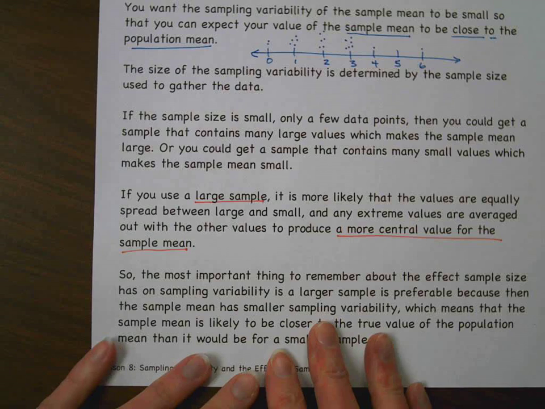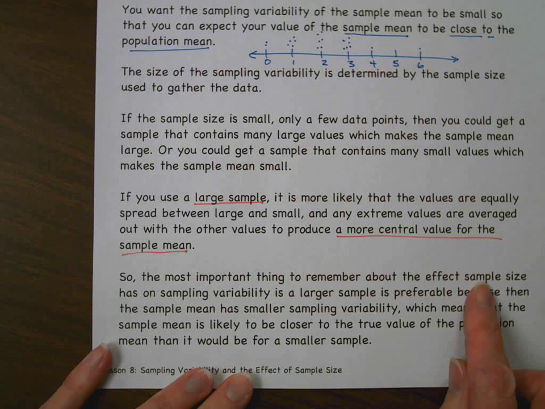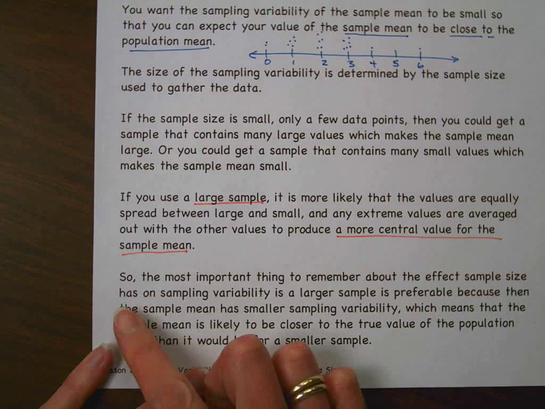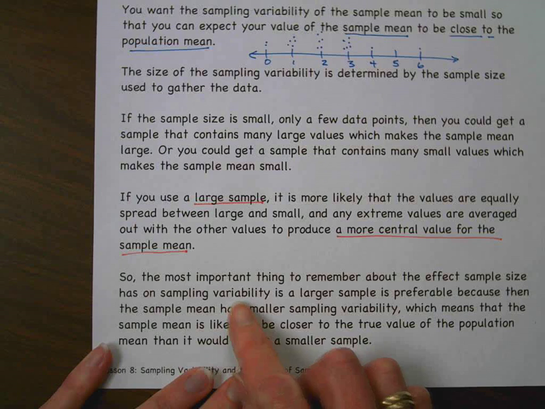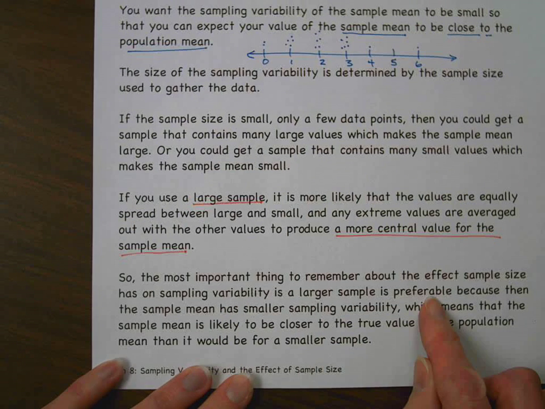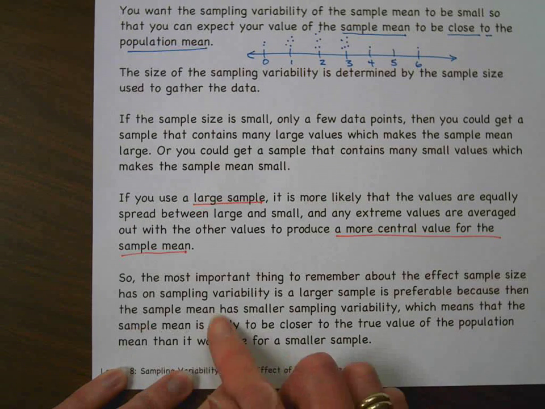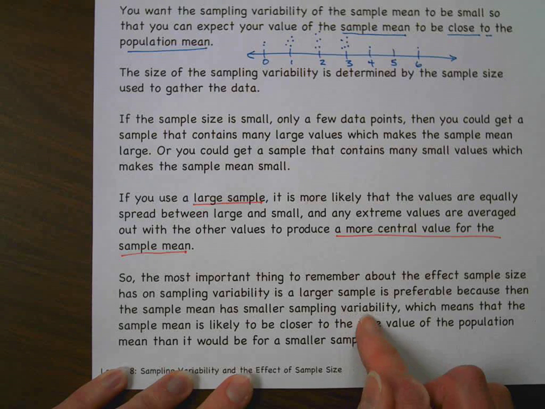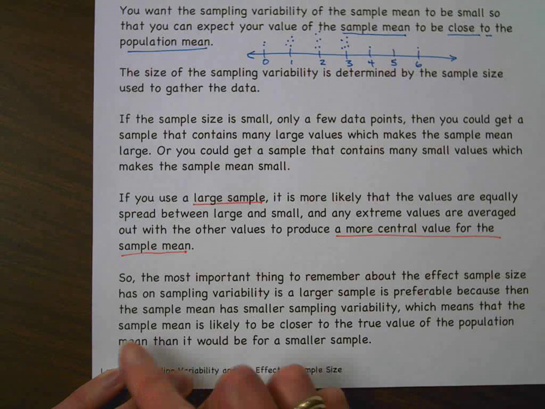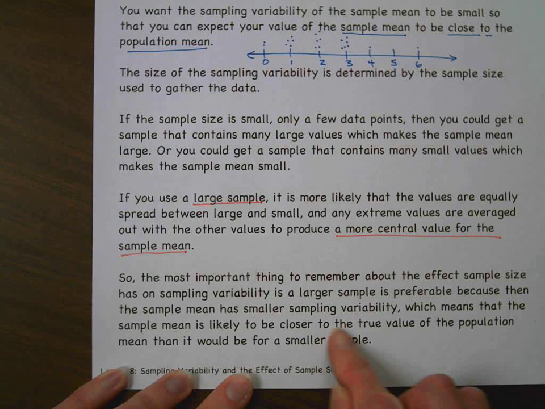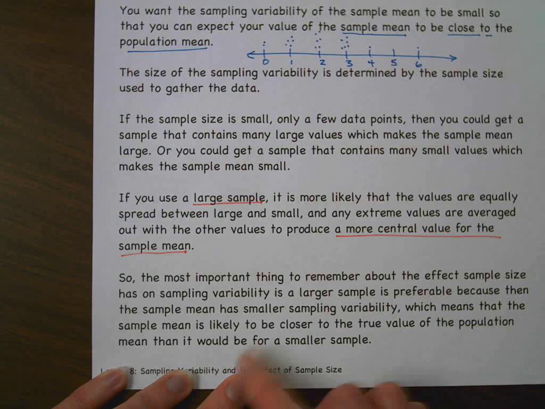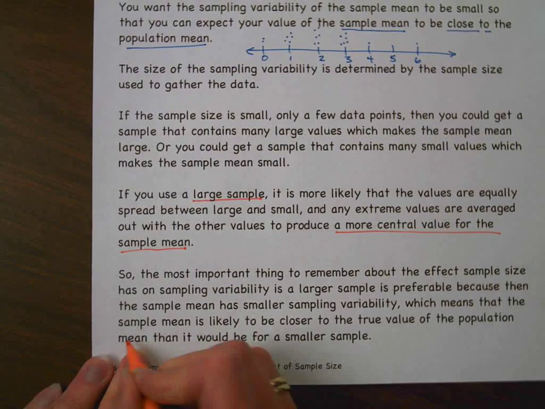So the most important thing to remember about the effect that sample size has on sampling variability is that a larger sample is preferable, because then the sample mean has a smaller sampling variability, which means that the sample mean is likely to be closer to the true value of the population mean, because that's what we're trying to get.